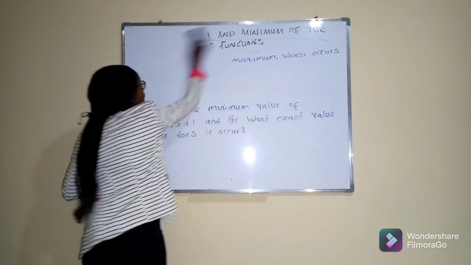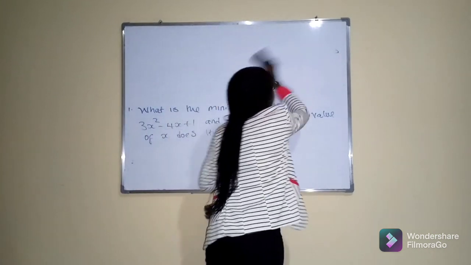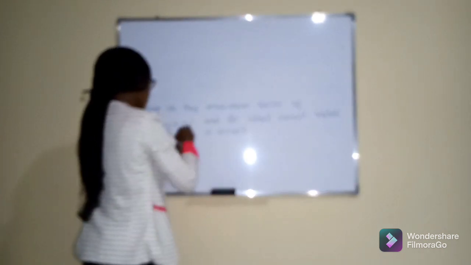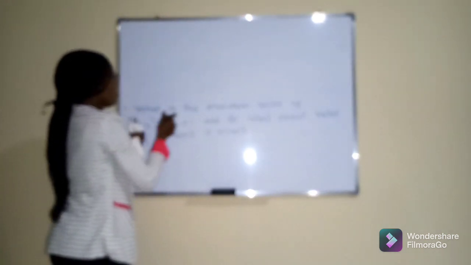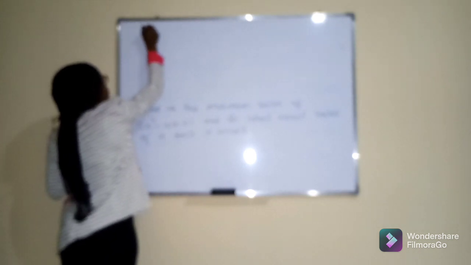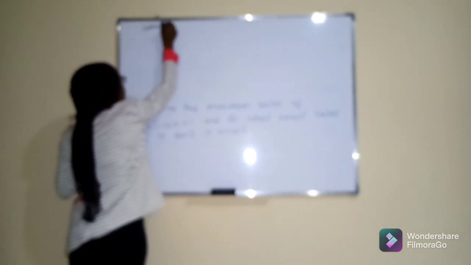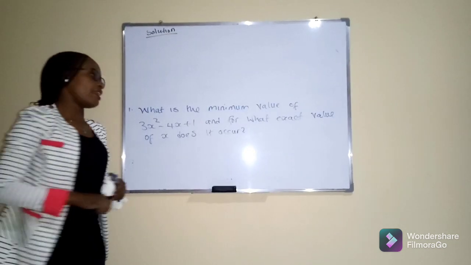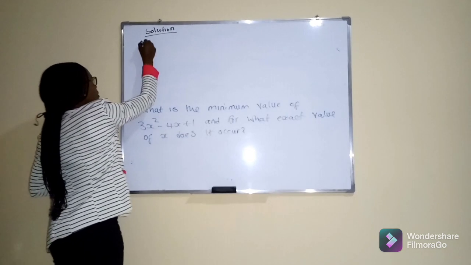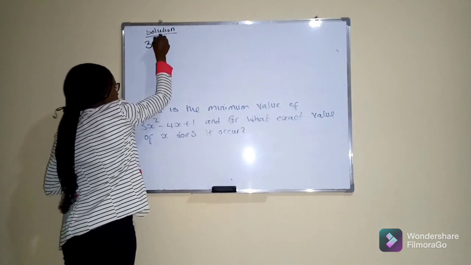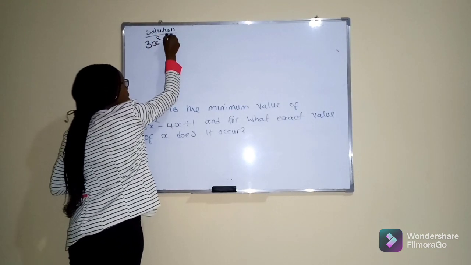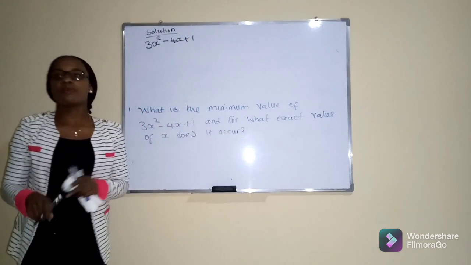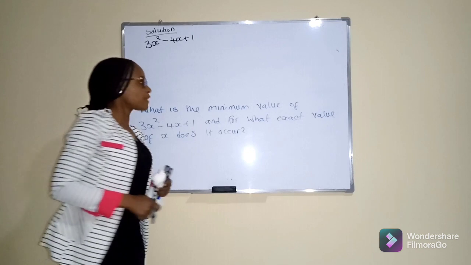Since we've already written the question, I'm also going to wrap the title. Solution. So that is the question that we've been asked, which is 3x to the power 2 minus 4x plus 1. That is the quadratic equation which we've been given.